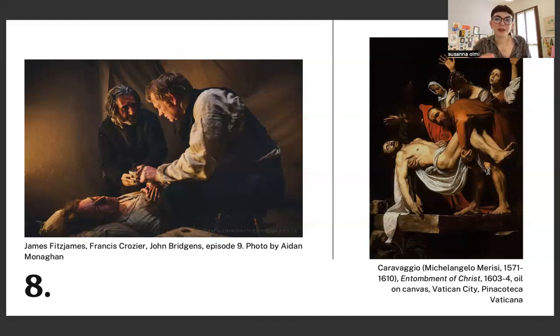Moreover, the other reason why we are not meant to be part of the event is that everything happens in silence, and there is movement happening in the picture, but it's actually invisible and not physical, because it all happens through gazes. Bridgens is looking at Crozier. Crozier is looking at the bottle of poison and Fitzjames's hands together. And Fitzjames is looking at Crozier.